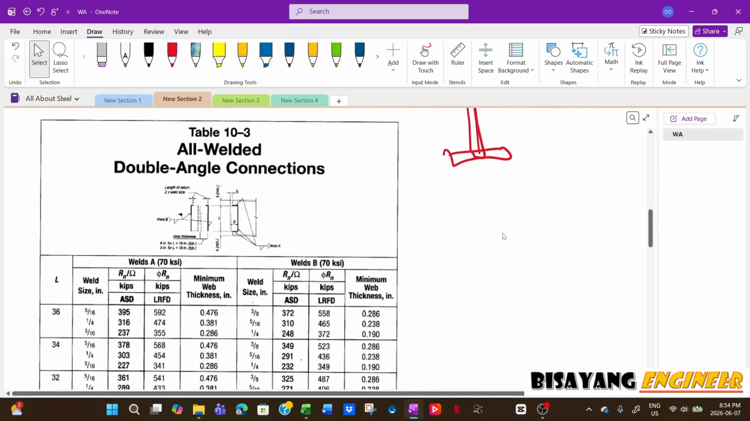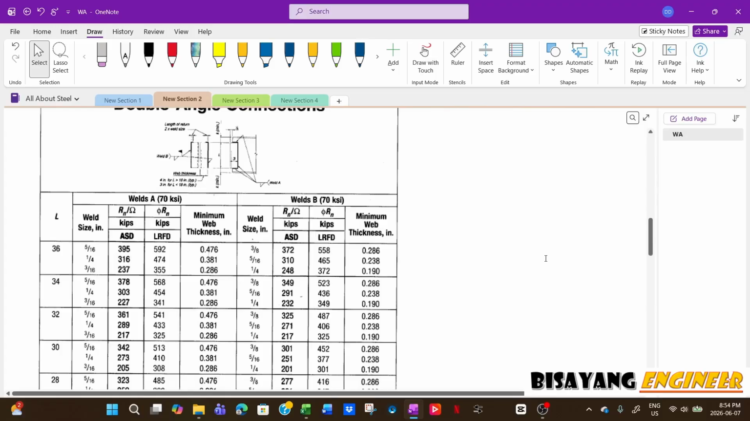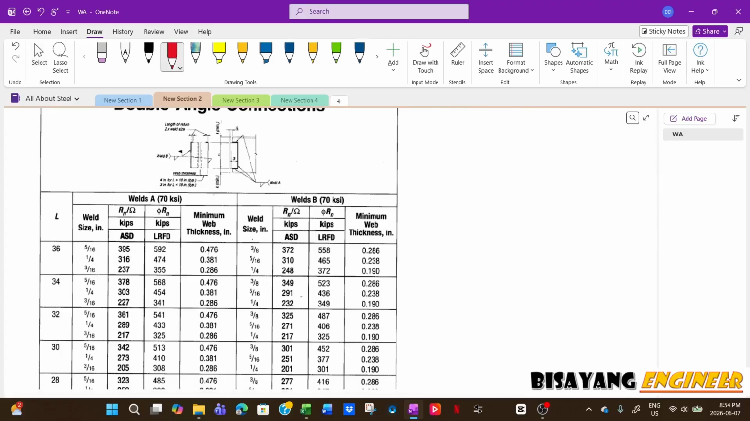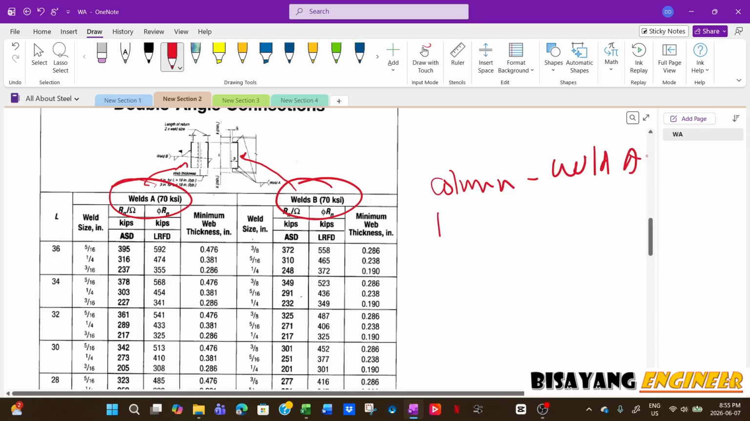Now for the welded connection, it follows the same procedure, except you will calculate the thickness of the web. Now this one, you have two weld types, weld A and weld B. Weld B is for the supported beam, and weld A is the welding to the support member. So in our connection, weld A is the weld design for the column, and for the beam it is weld B.